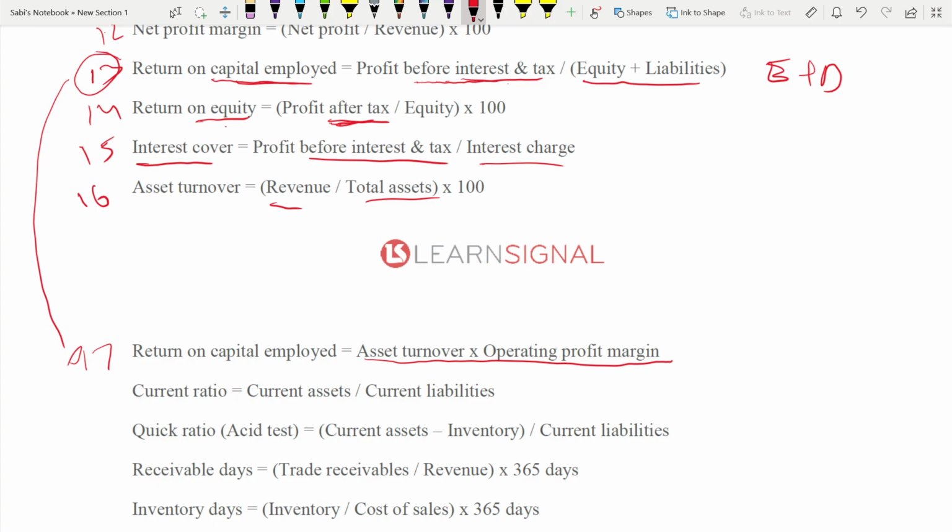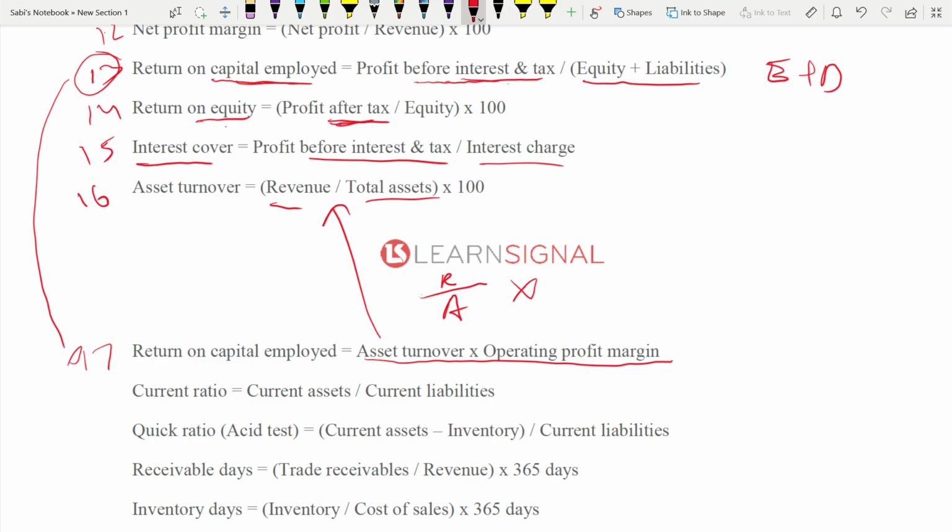But if the profit before interest and tax is not given to you, then how do you find out? Then you see whether asset turnover is there or not, operating profit margin is there or not. If these two are given, through that also you can find out return on capital employed. Let me show you how. What is the formula for asset turnover? Just go up. It is revenue divided by total assets. Break down the two ratios.